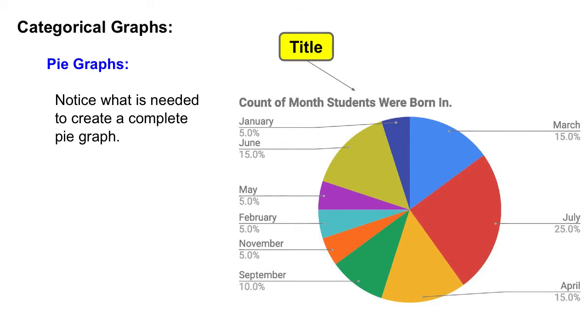The title of the pie graph that we have as our example here is Count of the Months Students Were Born In. We also need some labels, so you can see each section of the pie has a label with it that have the months of the year. So we've got January, we've got June, here's May, February. If you continue going around, you'll see all of the different months.